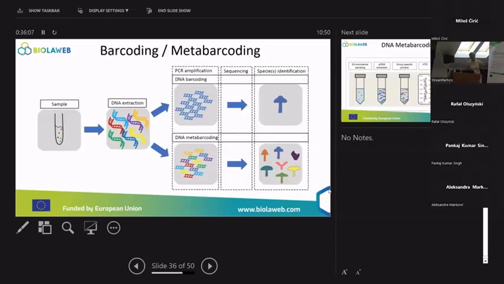So the idea is that at the top, with barcoding, you extract DNA from one organism and you try to identify it. And at the bottom, you extract DNA from a mix of different organisms, and you try to have a clear identification of each of them.